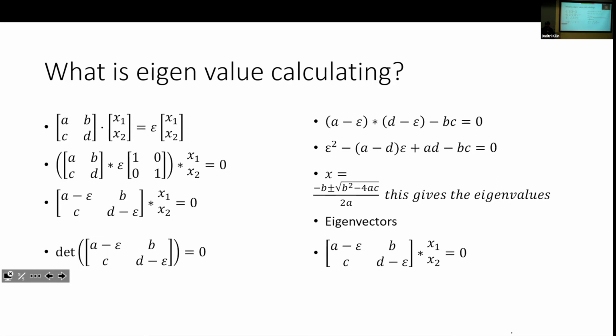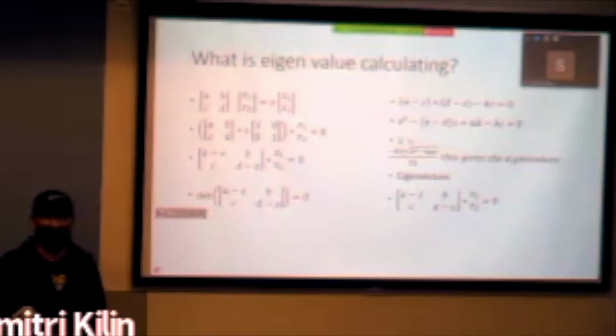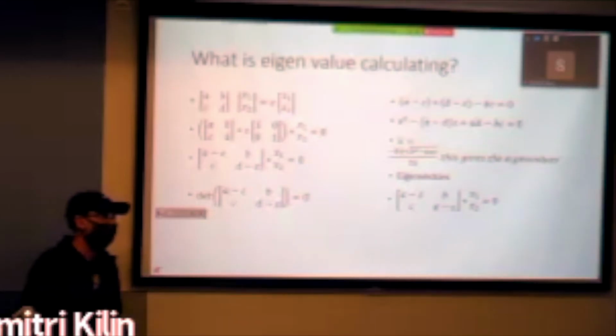And then you can use the quadratic formula, and then those values will be your eigenvalues. And you can plug your eigenvalues back into your equation to find your eigenvectors, which would be x1 and x2. So in this case, with a 2x2 matrix, you end up with 2 eigenvalues and 4 eigenvector components. And that is it.